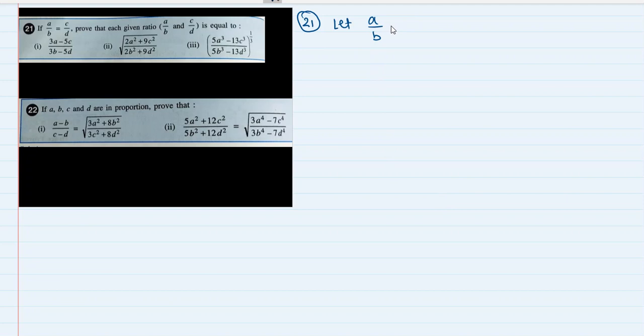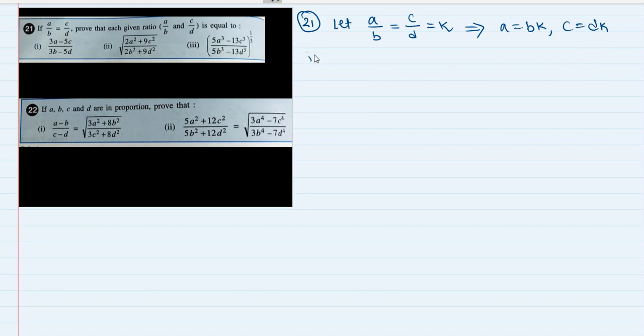Let A by B is equal to C by D is equal to K, which means A is equal to BK and C is equal to DK, right? Since A by B is K, B goes and multiplies with K, so we get A is equal to BK and C is equal to DK similarly. So we got the values of A and C.